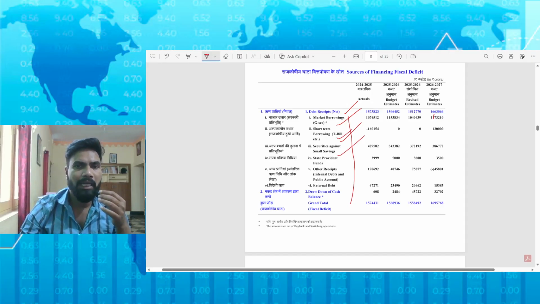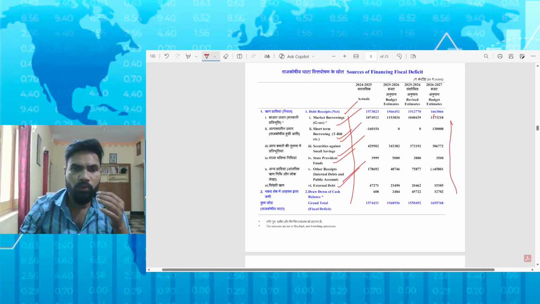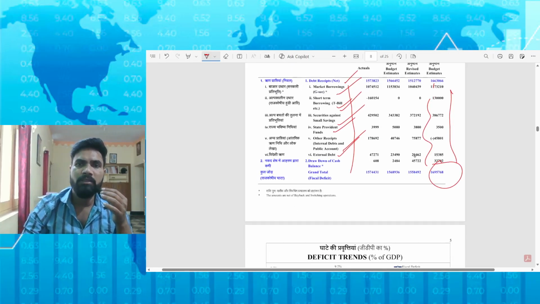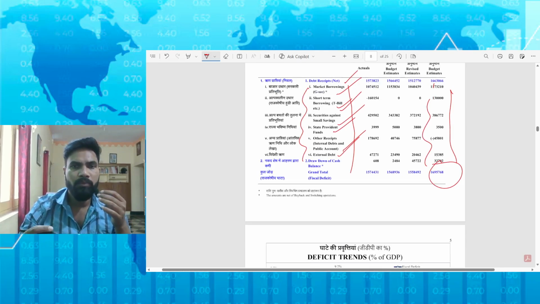Then securities against small savings, the savings that are there in post offices, etc. State provident funds, other receipts, external debt, etc. Under various categories, government is borrowing money. You can always do the figures. So the grand total once again comes to the same figure. You need not remember these figures, but just remember from where the government is actually borrowing.